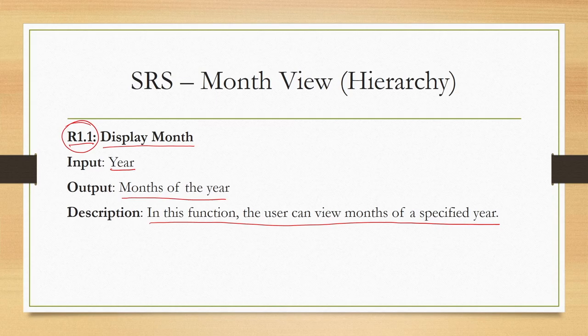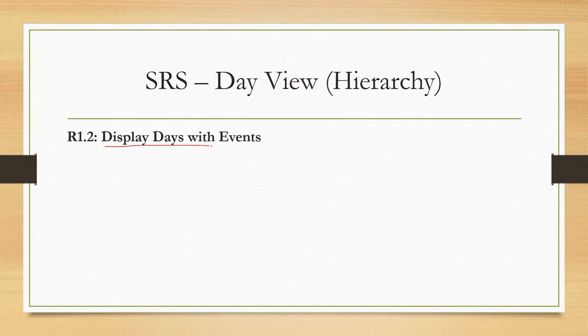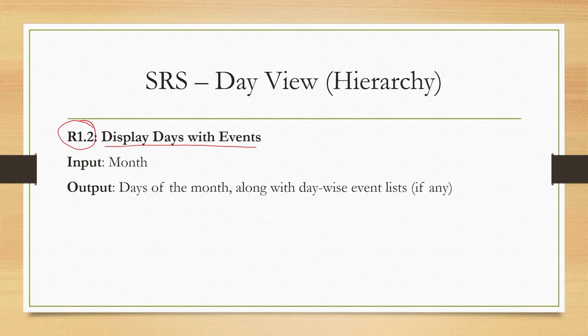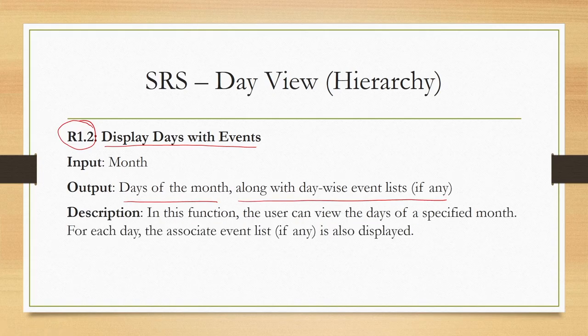Then we will move to the next subfunction, that is display days with events. Since it is the second subfunction as per our hierarchical display, we are giving it a label 1.2. Now, in this case input is month and output is days of the month along with day wise event lists, if there are any such events. Description: in this function the user can view the days of a specified month. For each day the associated event list is also displayed, if there is any such event. So, this is our second subfunction in the hierarchy.